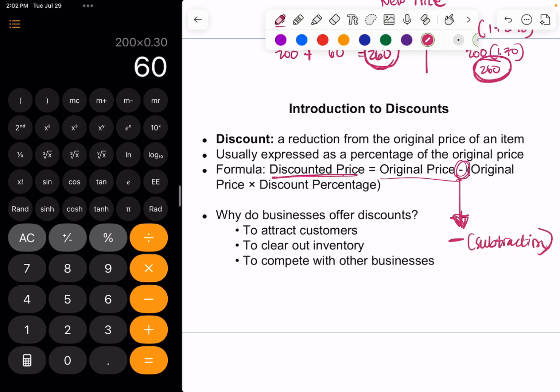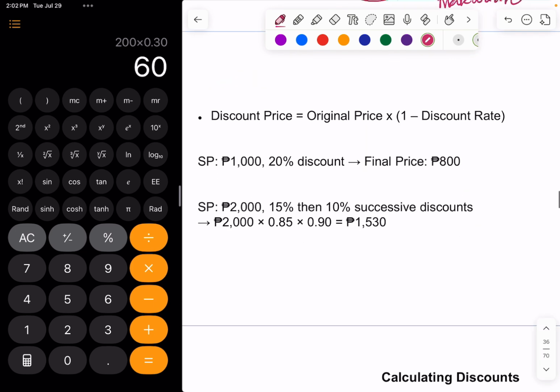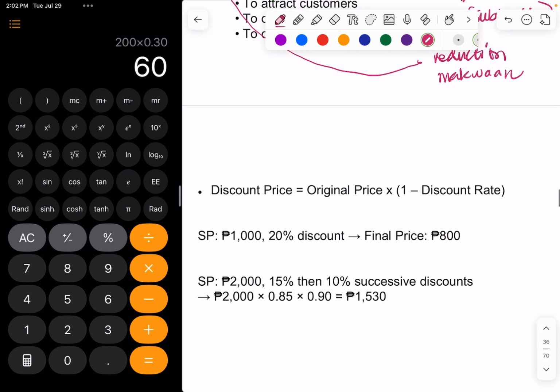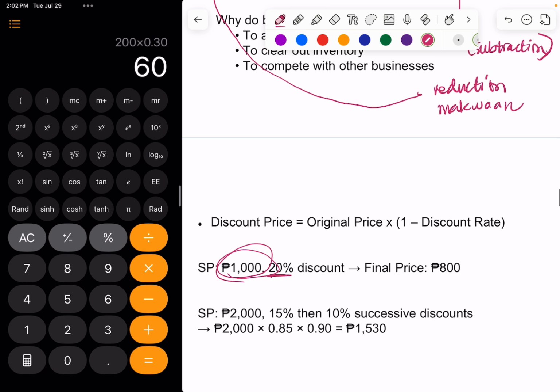Subtraction, because when we say discount, that is reduction. Makuhaan. Mao nang minus always basta kay discounts. Pag discounts, automatic minus. So, original price, minusan nato kung pila ang percentage sa ato ang price. Okay, let's use that formula here. Okay, so selling price is 1,000. Then you have daw 20% discount. Unsaon man nato na siya pagkuha.